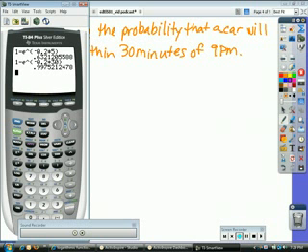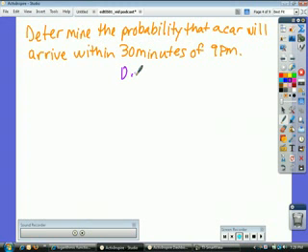And I'm not going to round it up. I'm going to write it out as 0.9975. So the answer here is 0.9975, which is 99.75% probability. That's quite close to 1.